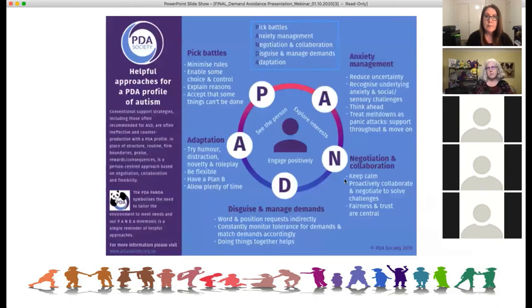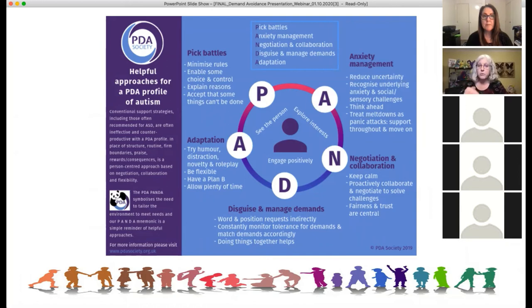Now, I find that one of the best places to get up-to-date research and information around PDA is the PDA Society in the UK. They have amazing resources, and I'm sure probably most of you know that, but some of you won't, so just write that down. And they have a process called PANDA, which can be really, really helpful.